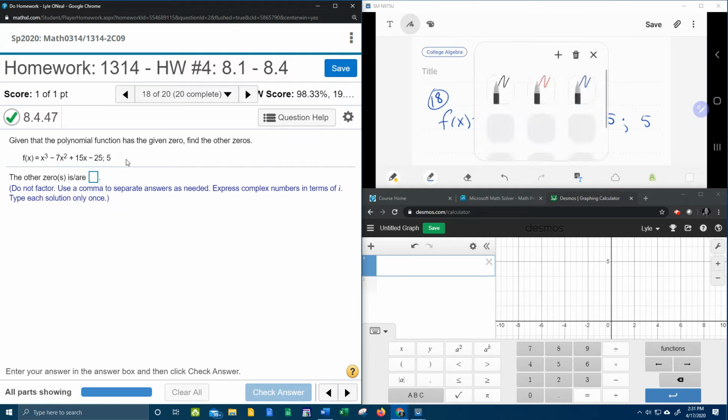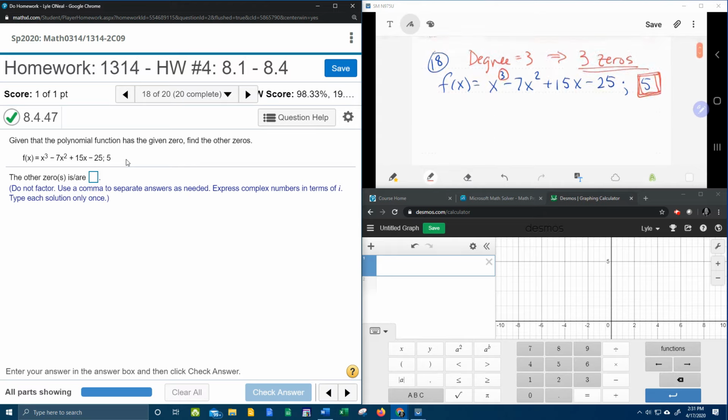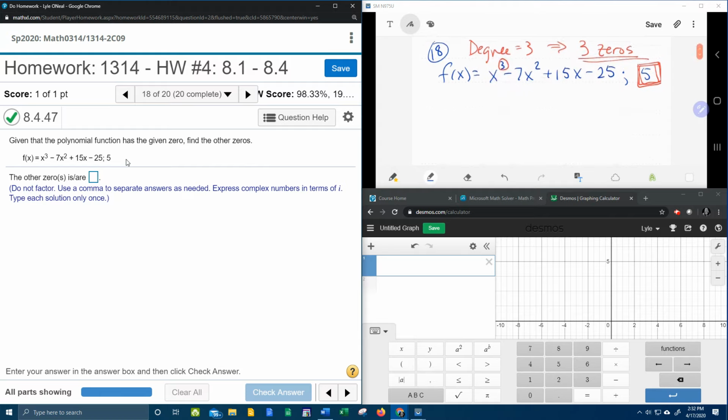So here's what we know, okay? We know that our function has a degree of 3. Degree is 3, and what that means is that we're going to have 3 zeros, and we know that 5 is one of those zeros. 5 is a 0. So the way we're going to find the other 2 zeros is we're going to use synthetic division to knock this down from a cubic to a quadratic.